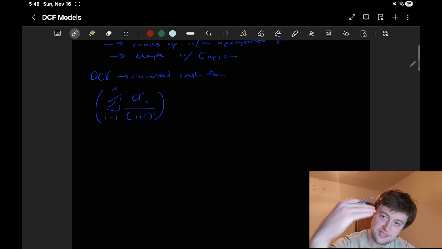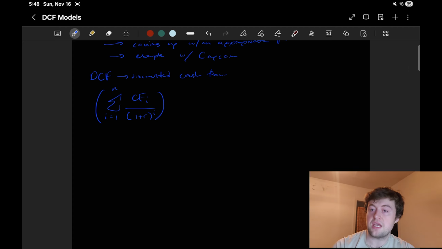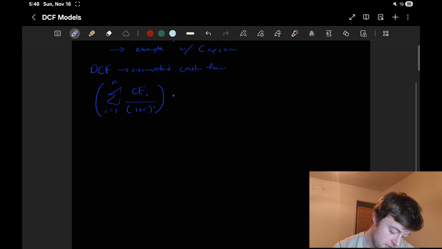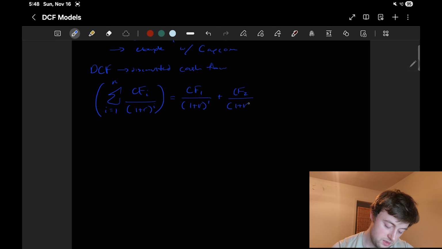We take the sum of the cash flows and we divide each of those cash flows by 1 plus our discount rate. What that expands to is, for example, our first cash flow divided by 1 plus r. There's probably a lot of people that are familiar with the summation notation already, but this is essentially what it breaks down to, right?